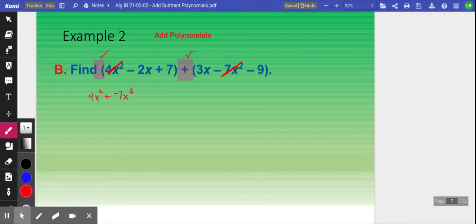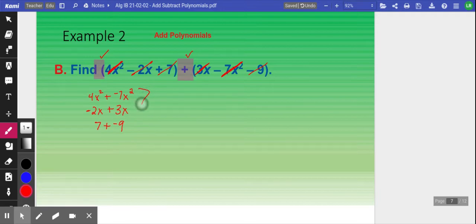Okay. The next biggest is our x to the first. So we have negative 2x, and we are adding 3x. Then last but not least, our constants: 7 and negative 9. Now, I do like to cross them off as I go, because there are times that if we're not paying attention, we'll forget one. Typically, when we forget one, it's going to be in that second polynomial.